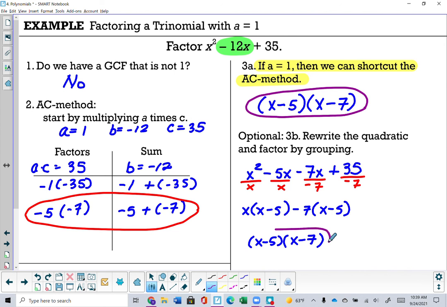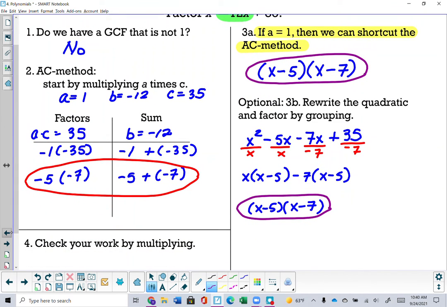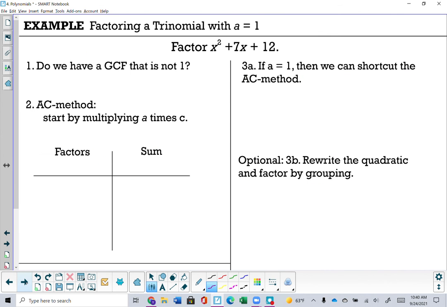As you can see, the AC method is going to give you the same thing, but why not take advantage of this shortcut, right? All right, so that is only when A equals 1. Okay, and as always, check your work by multiplying. Okay. We have here x squared plus 7x plus 12. All right, go ahead and factor that. Pause the video, then we will do it together.